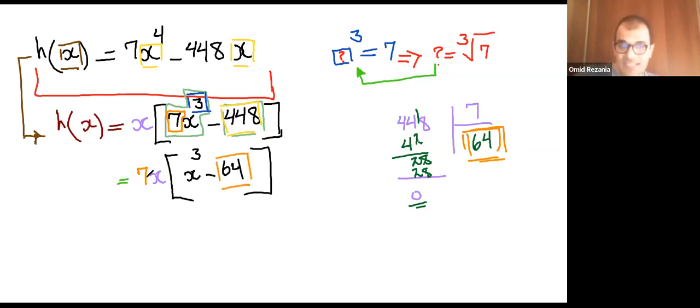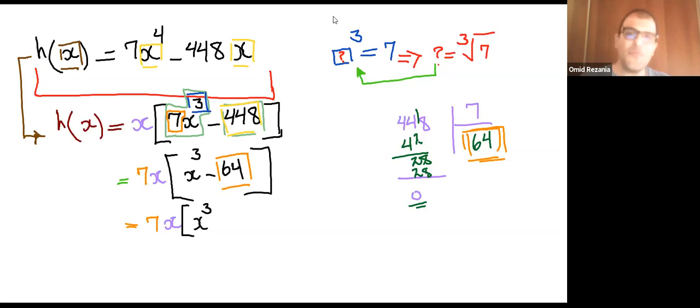Because 7 is a factor of 448. Now, I'm just going to continue to the next line. I still have 7, which is factored out. I still have x. I have my x cubed, which is perfect. That's what I need. But look at this one.